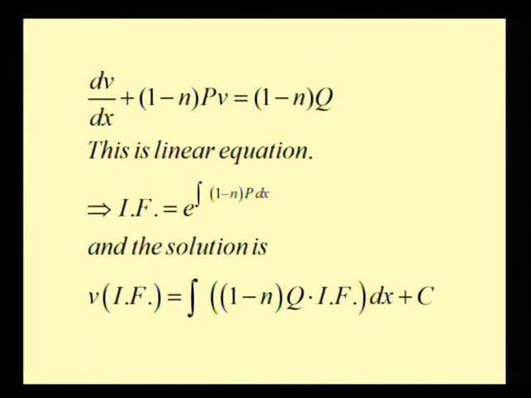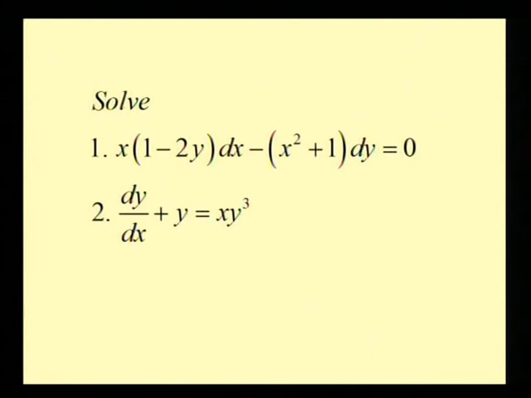This is a linear equation, and its integrating factor is equal to, here instead of p we have 1 minus n p as the coefficient of v. Therefore, integrating factor is e raised to integral 1 minus n p dx, and hence the solution is v into integrating factor is equal to integral of integrating factor multiplied by 1 minus n q dx plus c, where c is an arbitrary constant. That way we get the solution of Bernoulli's equation.